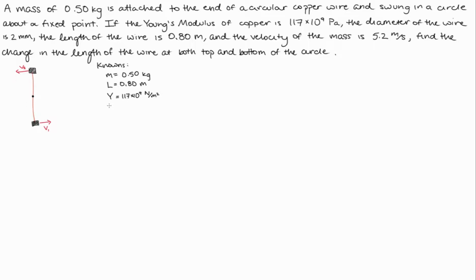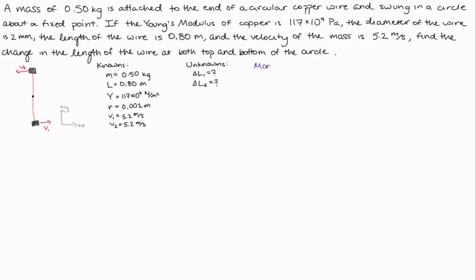The radius of the wire is 0.001 meters, and the velocity at both the top and bottom of the circle is 5.2 meters per second. We do not know the change in the length of the wire at both the top and bottom of the circle. We will begin this problem using a coordinate system in which the positive x direction points to the right and the positive y points up.